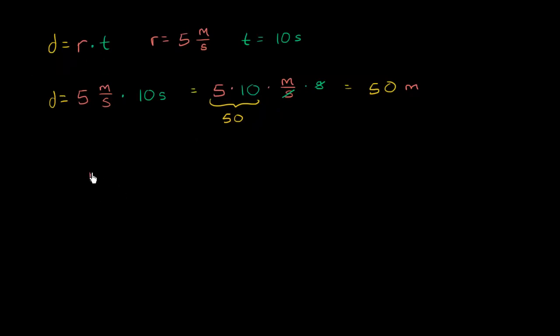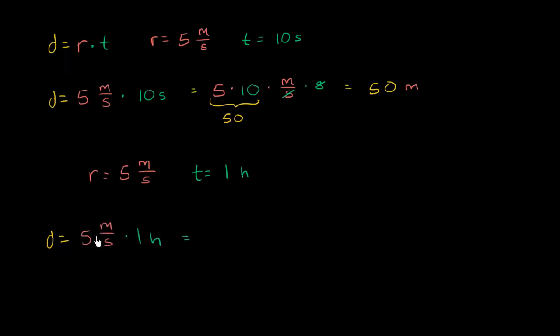Let's keep our rate at 5 meters per second. But let's say that someone gave us the time, instead of in seconds, in hours. So they say the time is equal to 1 hour. So now let's try to apply this formula. So we're going to get distance is equal to 5 meters per second, times time, which is 1 hour.